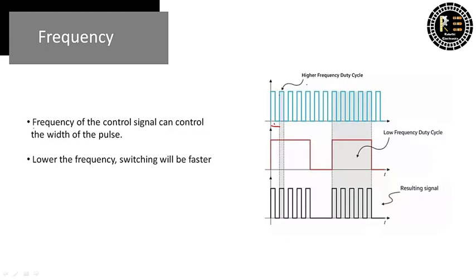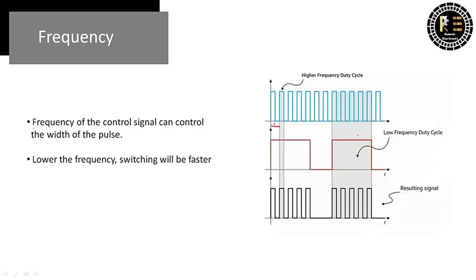See, when considering the higher frequency signal, the switching will be faster, like the switch will be turned on and turned off at a faster rate. For the lower frequency duty cycle, the switching will be slow, like it will be turned off and turned on.